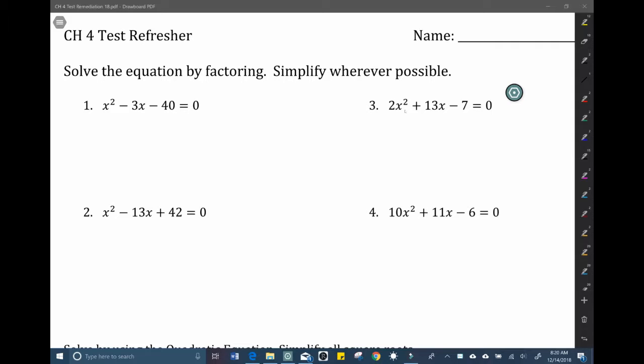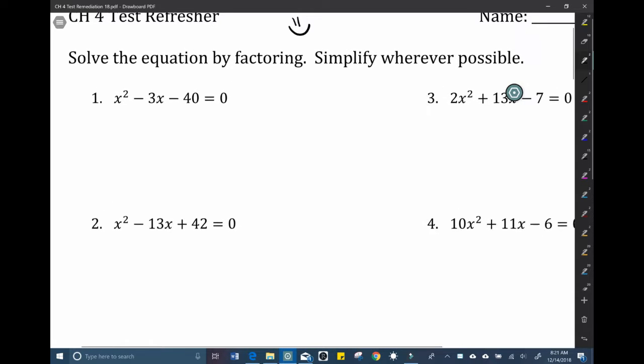Right, boys and girls, welcome to the Chapter 4 test refresher or remediation, in case you didn't do as well as you thought you might on the last test. Of course, it's okay, it's all right. Just take that into consideration. This is how you learn. Consider it a learning opportunity, okay?